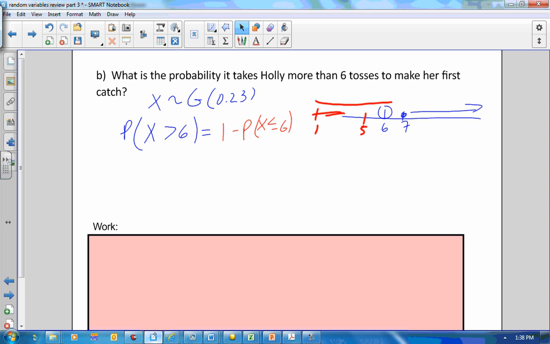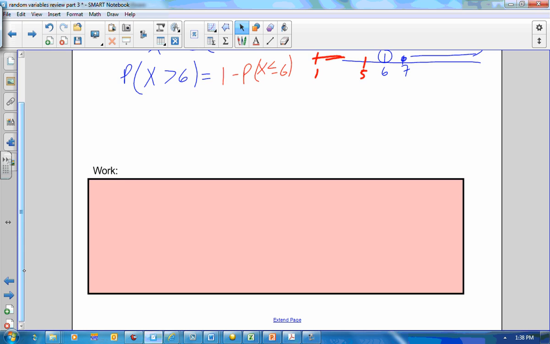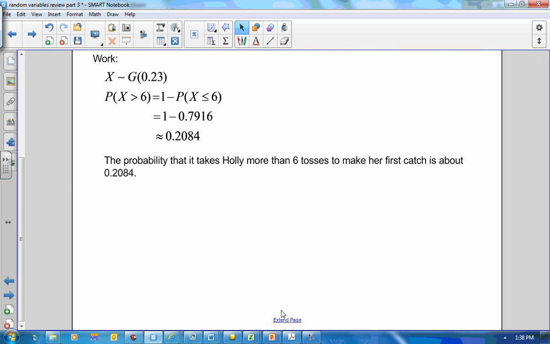So I'm going to go back to here, show you the work that you need to show: define your distribution, state the parameters for it, define the problem that you're finding, give your answer, and give a short sentence in context.